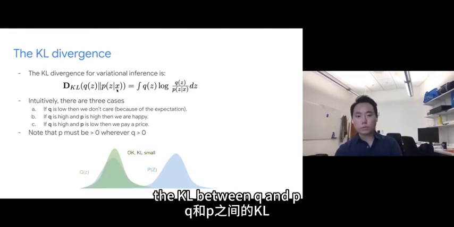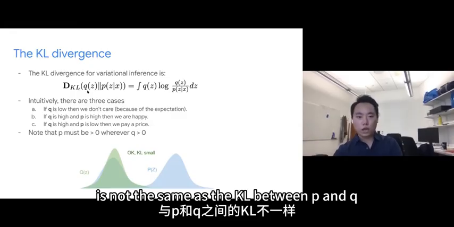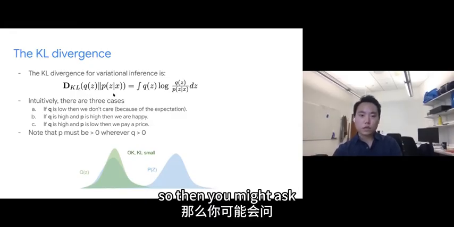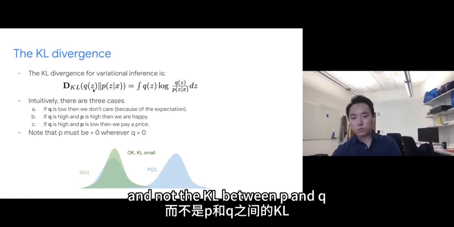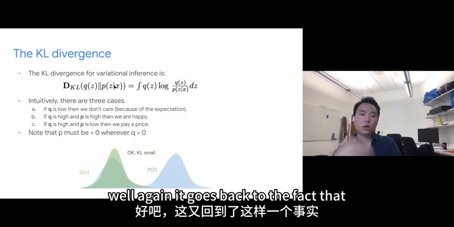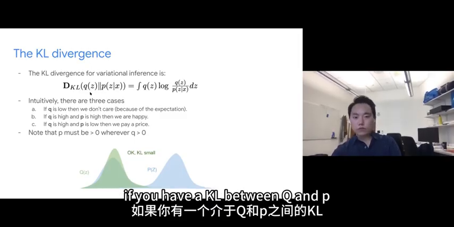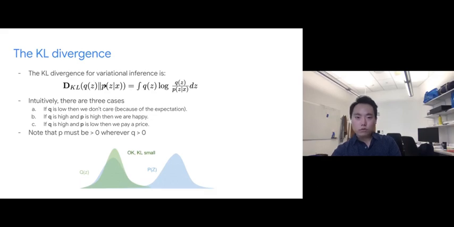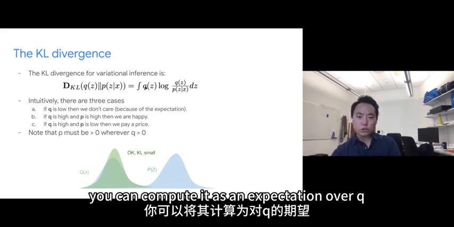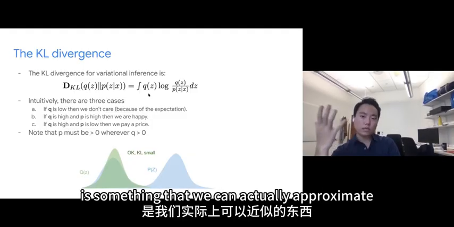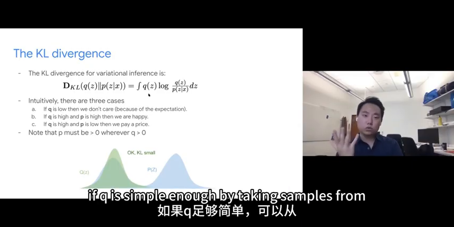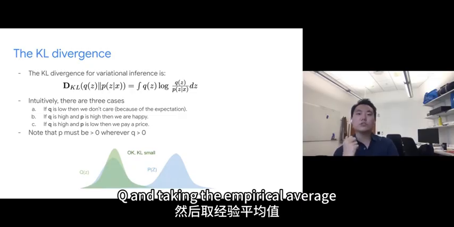The KL between Q and P is not the same as the KL between P and Q. So then you might ask, why do we want the KL between Q and P and not the KL between P and Q? Well, again, it goes back to the fact that if you have a KL between Q and P, you can compute it as an expectation over Q and something here. And the expectation over Q is something that we can actually approximate if Q is simple enough by taking samples from Q and taking the empirical average.